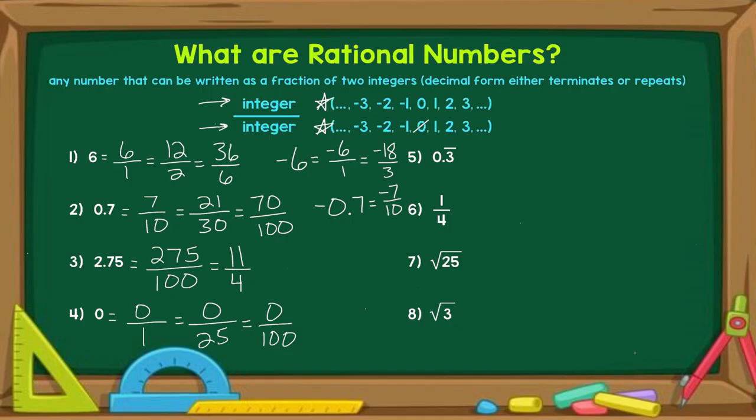0 is rational. Now, like I mentioned earlier in the video, if we have 0 in the denominator though, so let's just say 1 over 0. This does not equal 0.